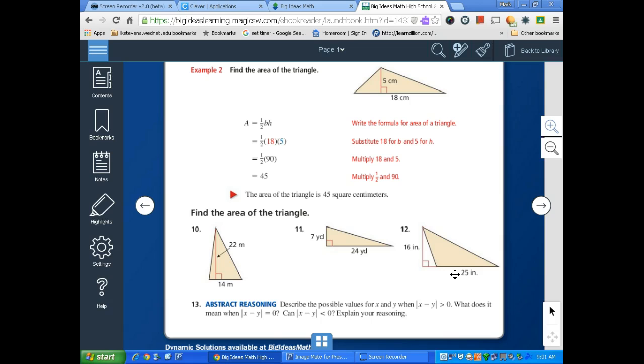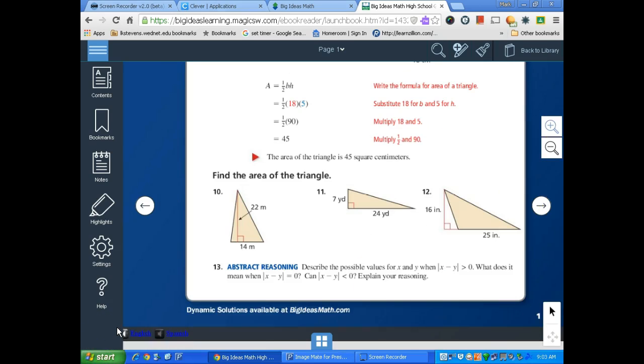13, describe the possible values for x and y when the absolute value of x minus y is greater than 0. What does it mean when the absolute value of x minus y equals 0? And can x minus y ever be less than 0? Explain your answer. Let's talk about that with your groups real quick. Come up with a good answer there. Okay, describe the possible values for when the absolute value of x minus y is greater than 0. Anyone have that?